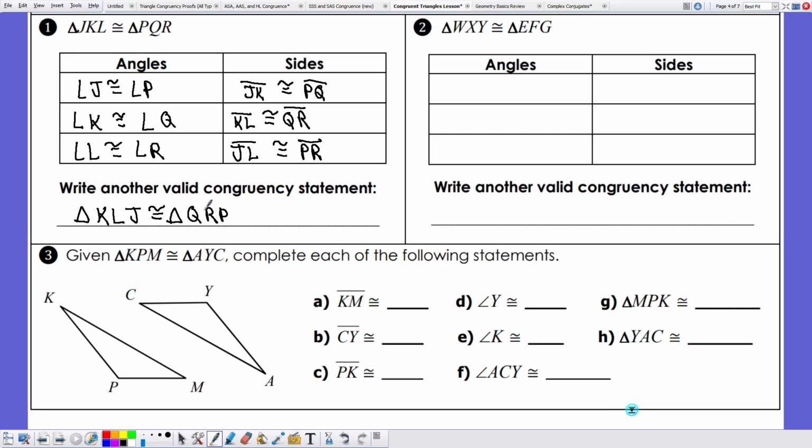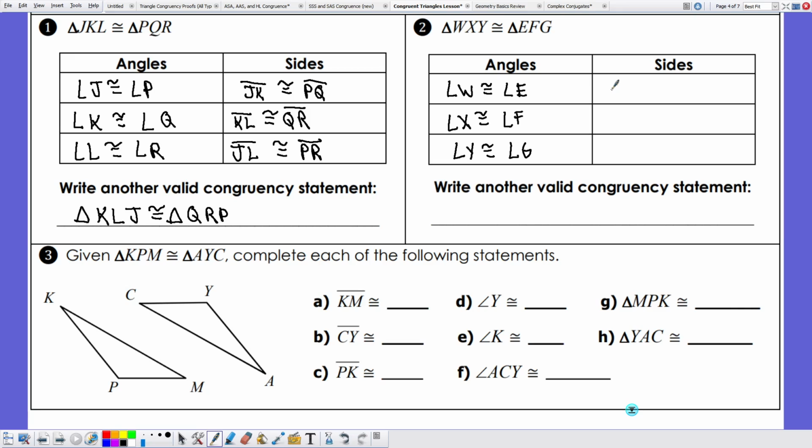Same thing with problem 2. If it tells us triangle WXY is congruent with EFG, we can get all sorts of information. So angle W is congruent with angle E. Angle X is congruent with angle F. And angle Y is congruent with angle G.